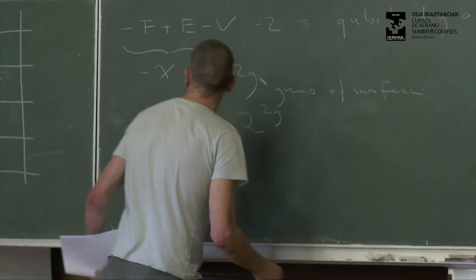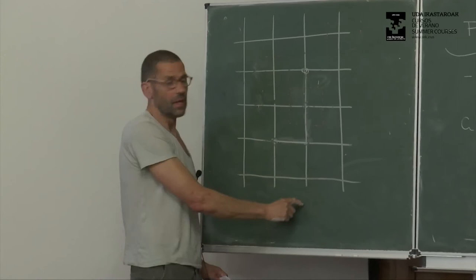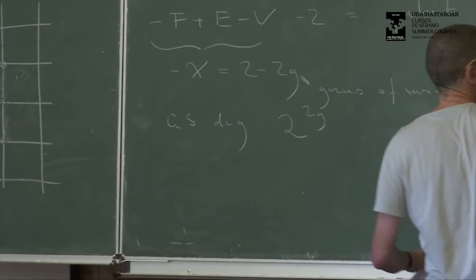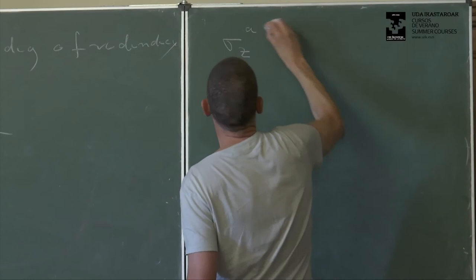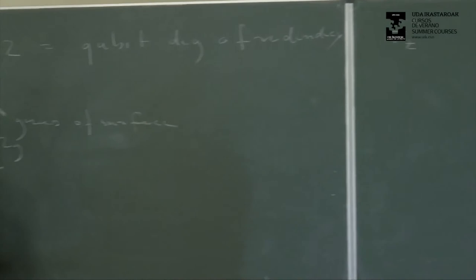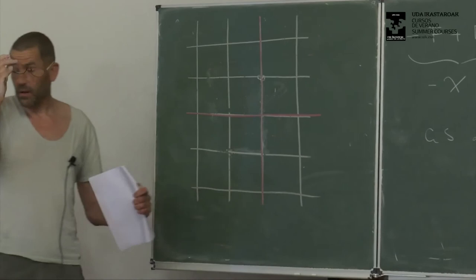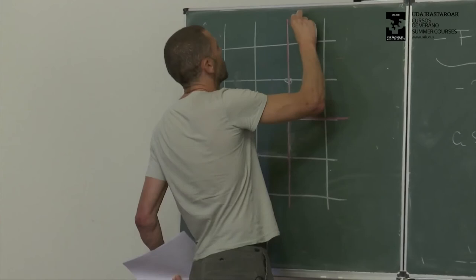I pick one of these lines here, and I build the product of all sigma z's. So I can write down something like sigma z A, and A equals 1 or 2, depending on whether we go this way or that way. And you can pick any of these lines, but let's assume we are on a torus, so we take any representative. This is A equals 1, A equals 2, and I just build the product of all sigma z's.